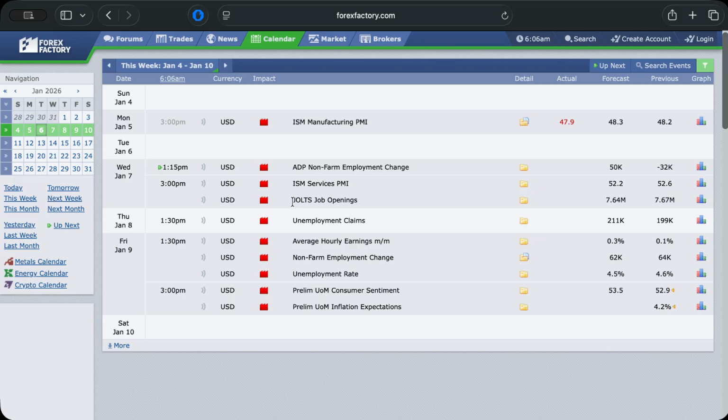So we have Wednesday, a bit of what we could call medium impact. Yes, they are red folder, but medium impact in terms of volatility. And then, of course, the big one, which is on Friday, which is NFP.